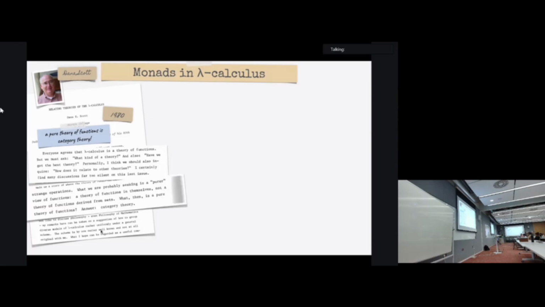What we're probably seeking is a pure view of functions, a theory of functions in themselves, not a theory of functions derived from sets. What then is a pure theory of functions? Answer: category theory. So why are functional programmers so obsessed with category theory? Because functional programmers are obsessed with functions, and the understanding of the foundations of functions is category theory. So that's kind of where it goes.